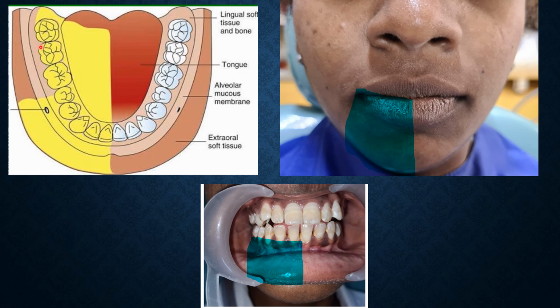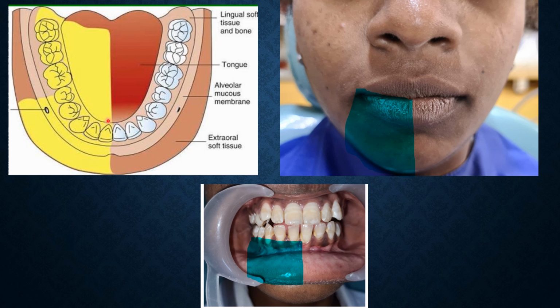To extract any tooth in the mandible, we need to anesthetize not only the hard tissue, but also the soft tissue on both the labial as well as on the lingual side. The entire lingual soft tissue is supplied by the lingual nerve, and this nerve is also blocked along with the inferior alveolar nerve separately in the same needle insertion to extract any teeth in the mandibular quadrant.